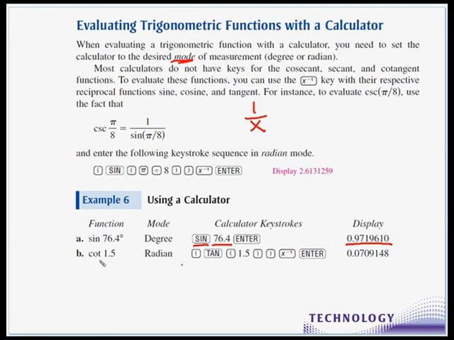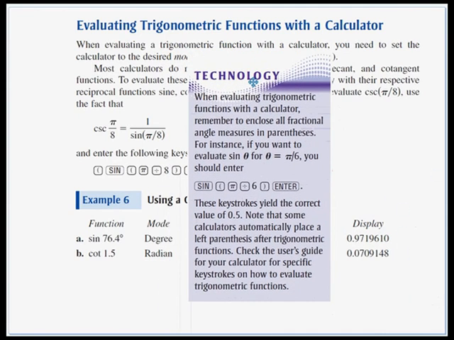For another one, cotangent of 1.5 radians. So there is no cotangent key. We want to use the tangent key. First, make sure you are in radian mode. We would do 1.5. Then you'd punch the tangent key. That gives us the tan of that radian value, and then we'd use the 1 over x key. And our display should have 0.0709148.